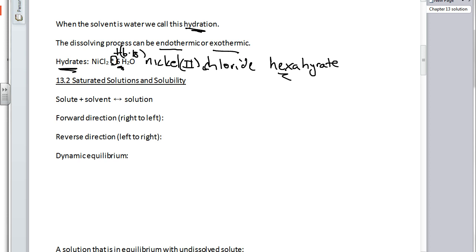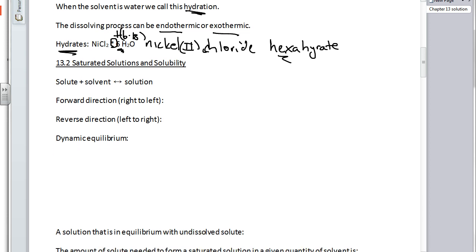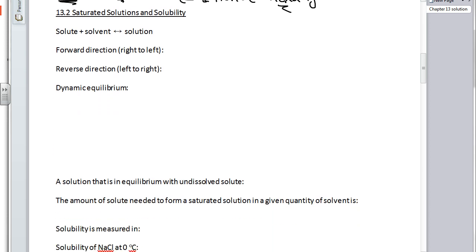Okay? We're moving on to section 13.2, and once again, it'd be a good idea to read these sections in the book. Saturated solutions and solubility. And so let's talk about this. This is some general chem stuff, but we'll remind it.